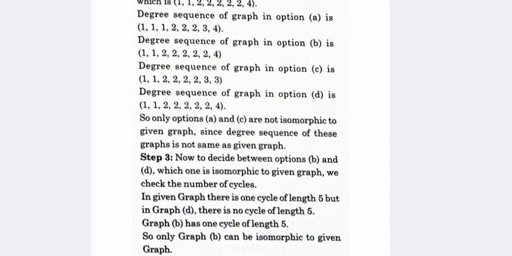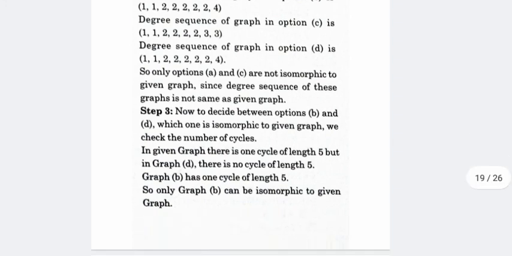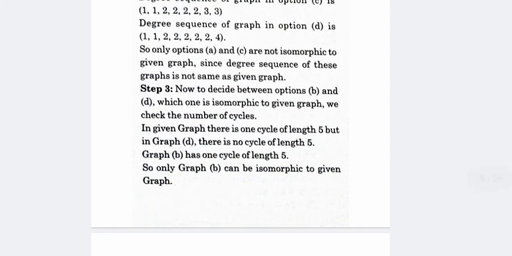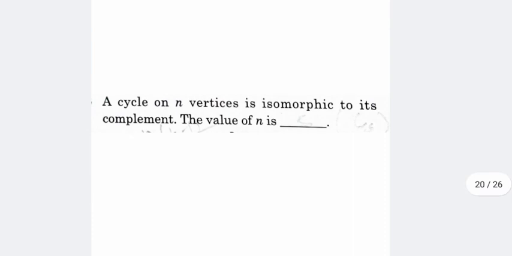Now check the cycle length. Based on cycle length, the given graph has one cycle of length 5, but option D has no cycle of length 5. So we can easily say option B is the correct answer. Now come to the next question.